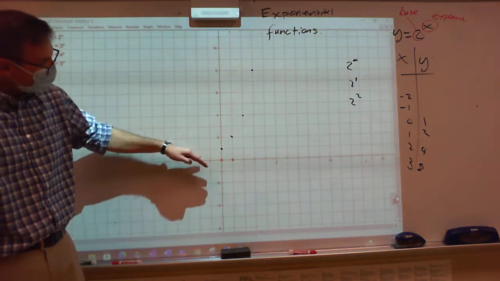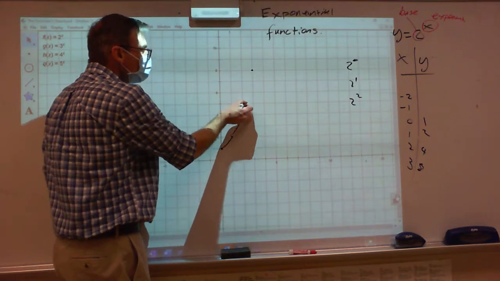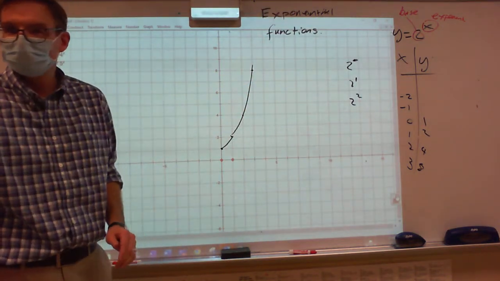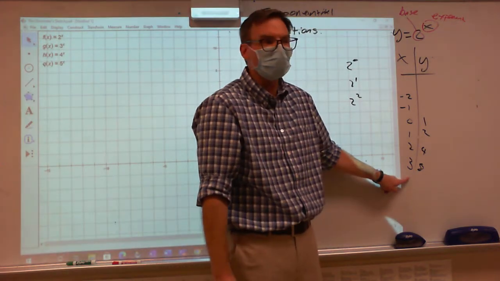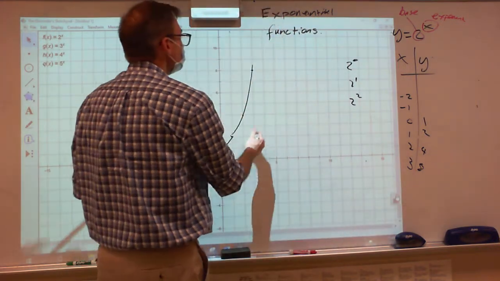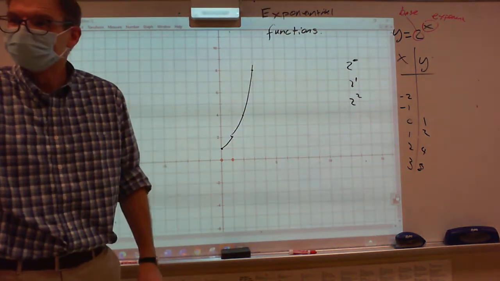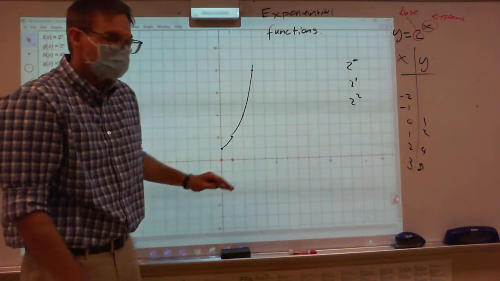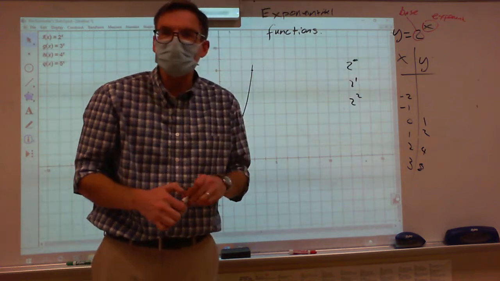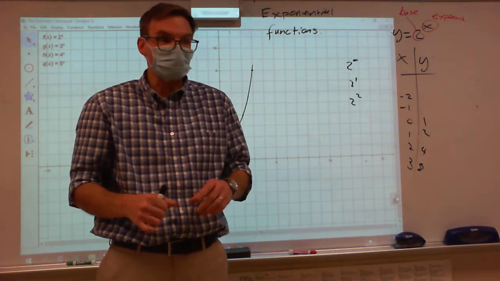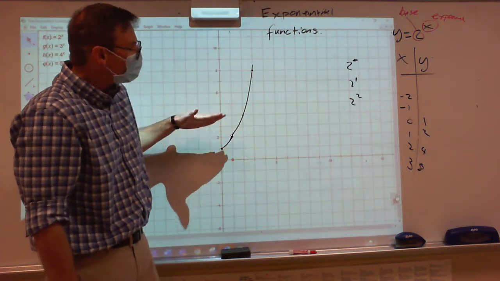And what you may start noticing is if you were to connect these dots, this graph is getting very steep very quickly, right? In fact, if I were to plot one more point, the point 4, that would be 16, which is somewhere up here. Also, if you've ever heard the phrase something is growing exponentially, that usually refers to things that are growing very quickly. What they're really doing is describing the steepness of this graph.